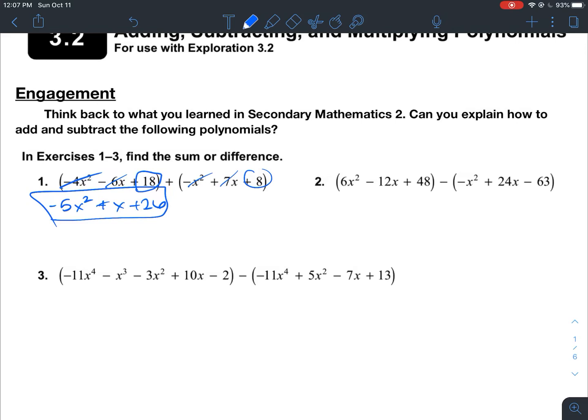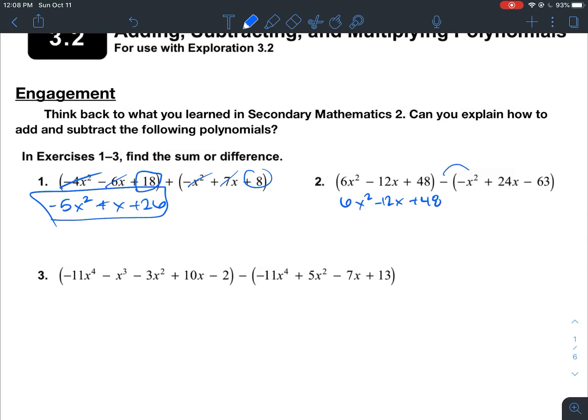Now, subtraction is a little bit different. You always have to remember that whenever you have a subtraction sign, a negative sign outside your parentheses, the negative has to be distributed. That has to distribute throughout, which means it's going to change the signs of each term that is inside. So let's go ahead and do that. Before we combine like terms, this is 6x squared minus 12x plus 48.